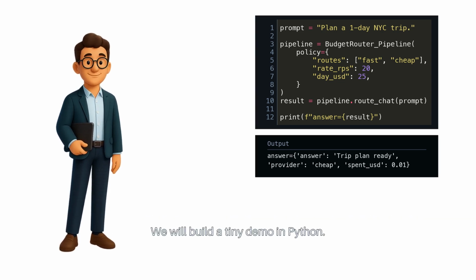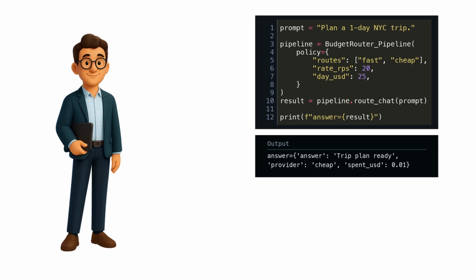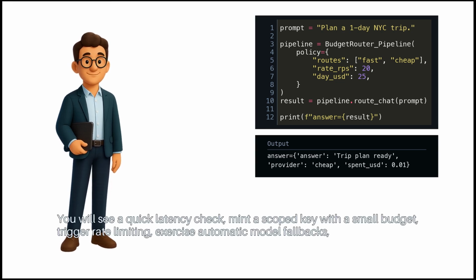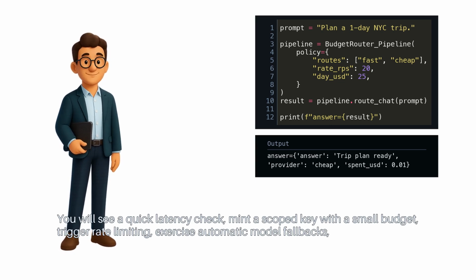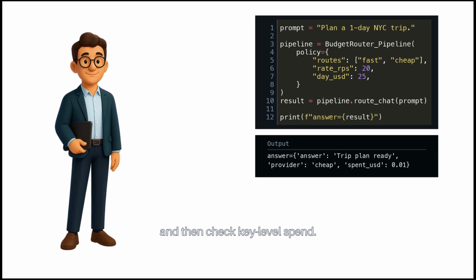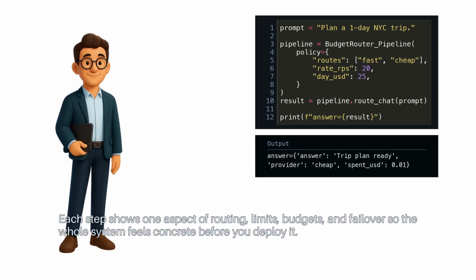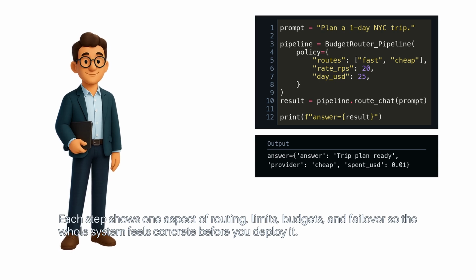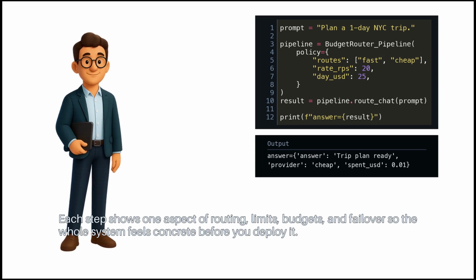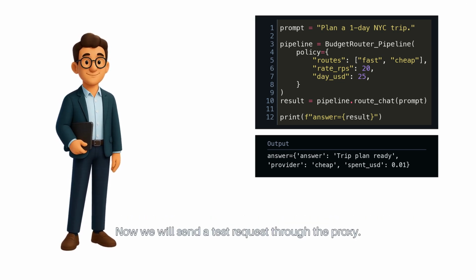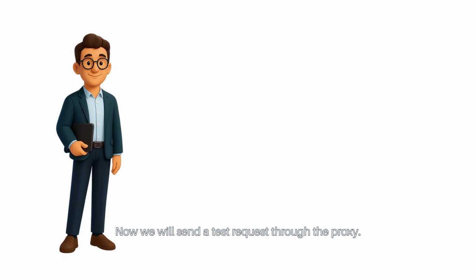We will build a tiny demo in Python. You will see a quick latency check, mint a scoped key with a small budget, trigger rate limiting, exercise automatic model fallbacks, and then check key level spend. Each step shows one aspect of routing, limits, budgets, and failover, so the whole system feels concrete before you deploy it. Now, we will send a test request through the proxy.